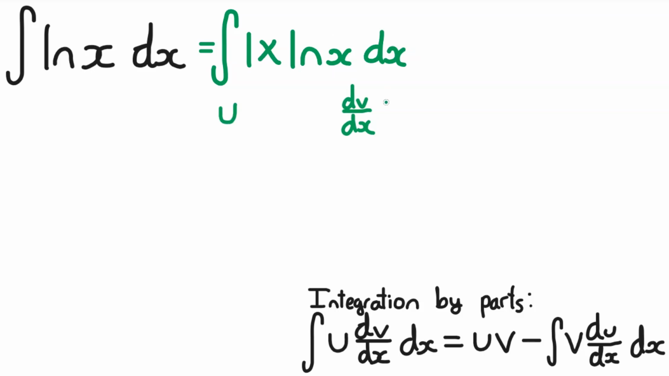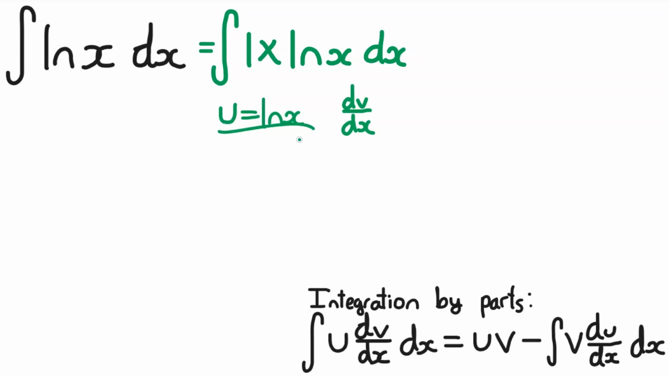We don't really want to call the natural log of x dv over dx, because that means we're going to have to integrate the natural log of x, and as we talked about before, we don't really know how to integrate the natural log of x. We can't do it directly. So what we're going to do is call the natural log of x u, like this here.